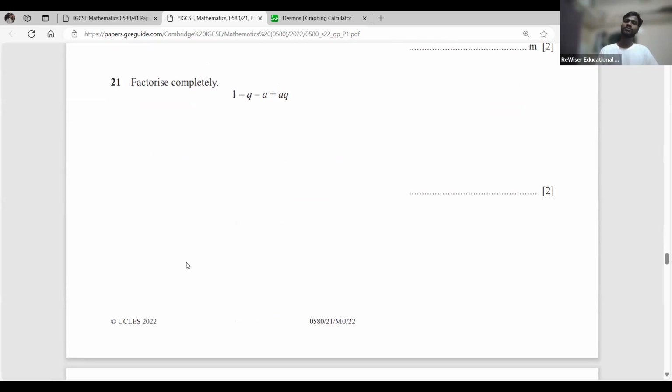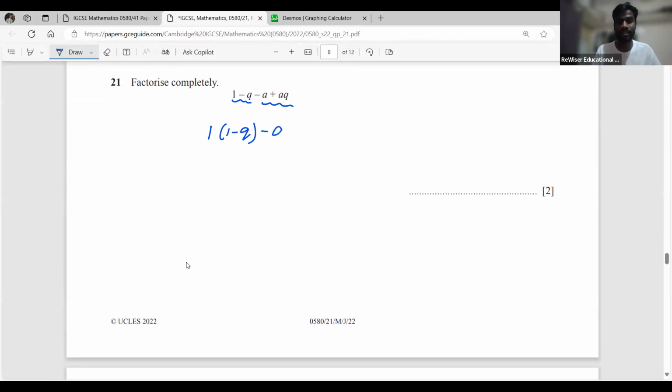So whenever we talk about these types of questions, whenever you have 4 terms, we have to group 2 terms each. So 1 minus q and these 2. For 1 minus q, we don't have anything to take out common, so I'll just write it as 1 times 1 minus q. For the second part, we can take out a negative a common. If I take out negative a common, for the first term, I'll be left with 1. For the second term, since I have taken negative common out, I'll be left with negative q.